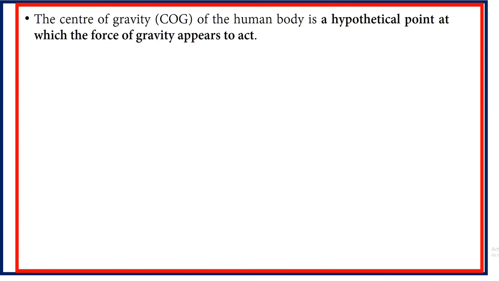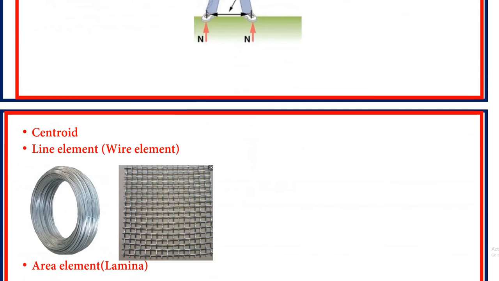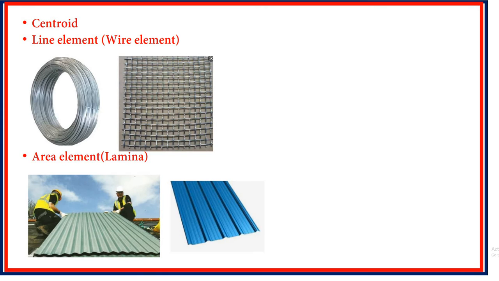Now the next example: the center of gravity of the human body, that is a hypothetical point at which the force of gravity appears to act. Now we have different types of elements. A one dimensional element is called a line element, or a wire element. A two-dimensional element is known as an area element, or it's also called a lamina.